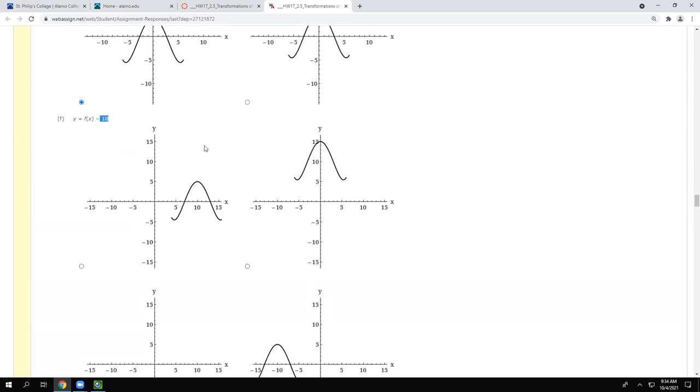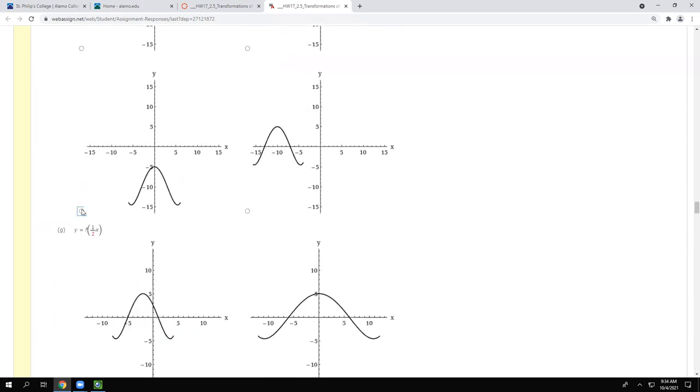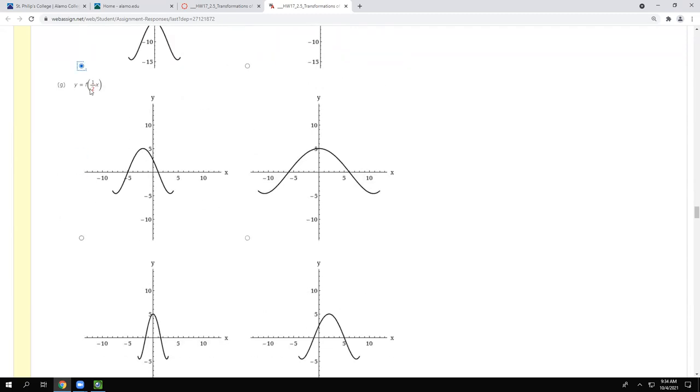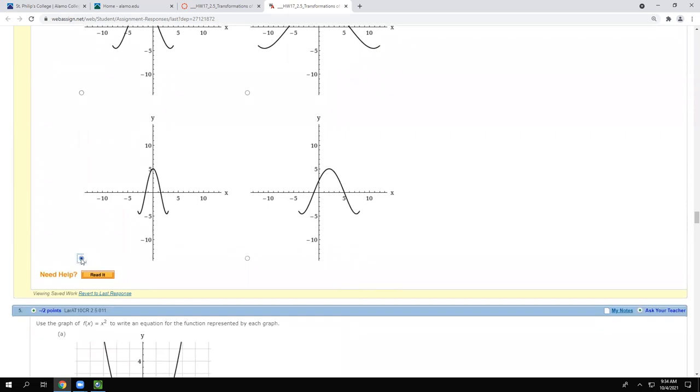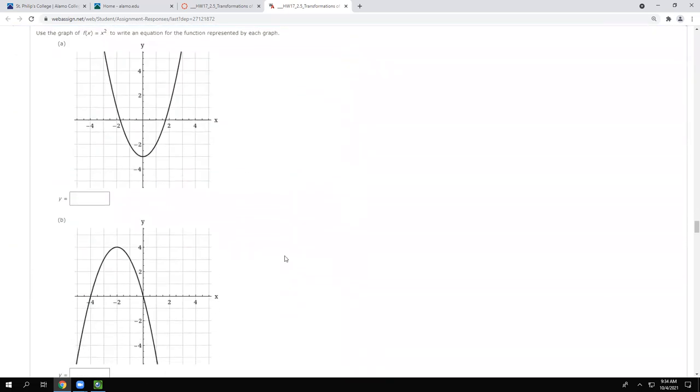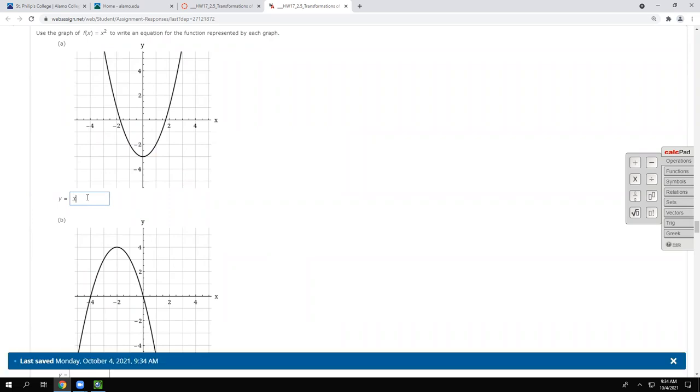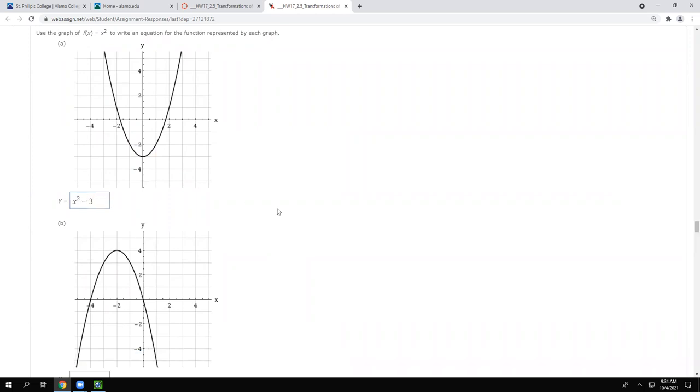Okay, -10 means the whole thing moves down 10. And then 1/2, we saw that one, it made it kind of narrow. So it looked like that one. Okay, tell me. It says the basic shape is x squared. What happened to the original x squared? It went down 3 units. So it's basically just gonna be x squared and then a -3.